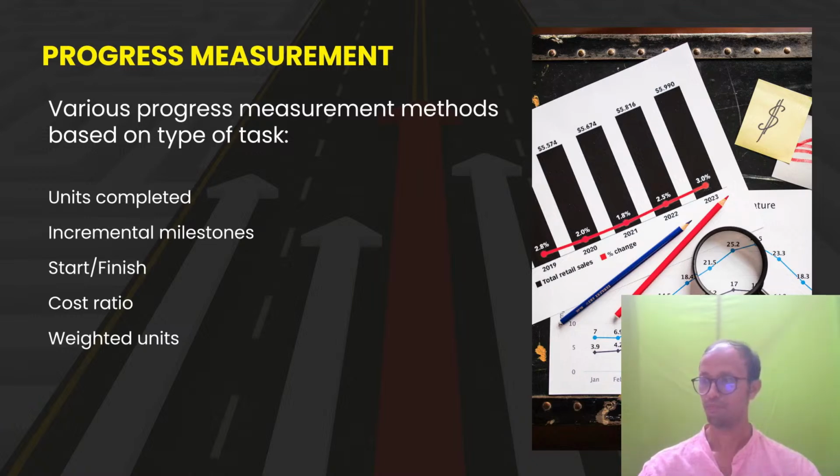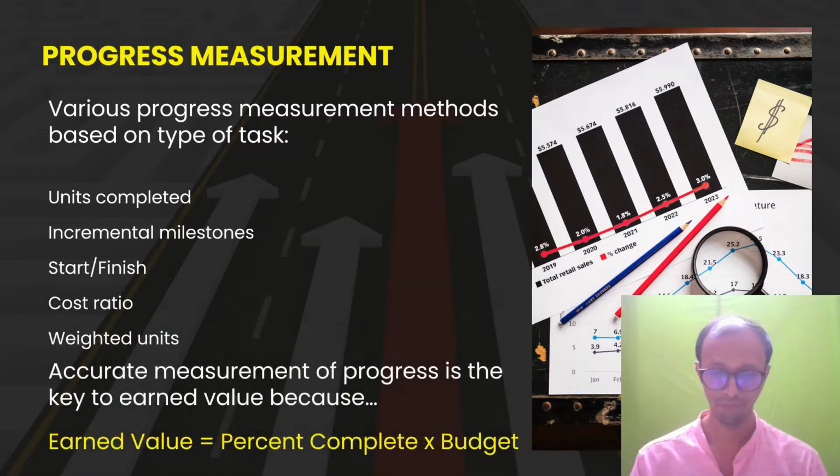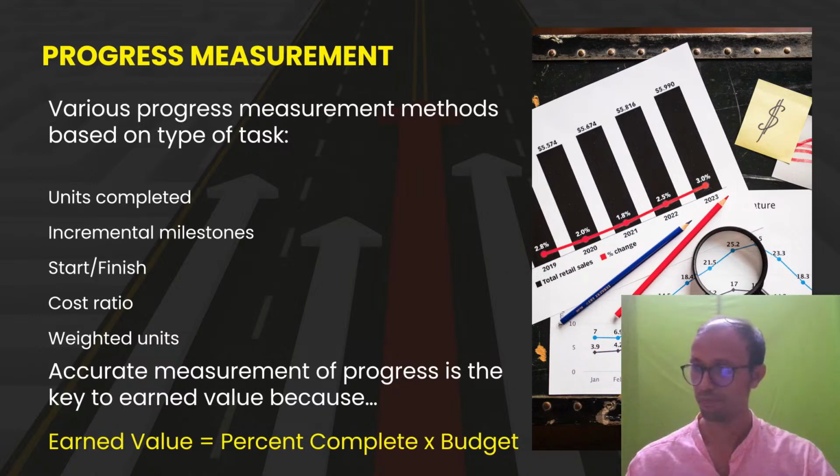Next, if you look at what earned value is, the earned value is the percentage complete multiplied by the budget. For every activity, we will have a budget. The total budget multiplied by the amount of completion of that activity will give you the earned value. Okay.